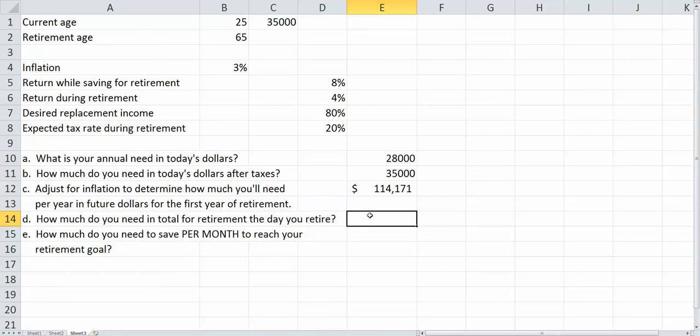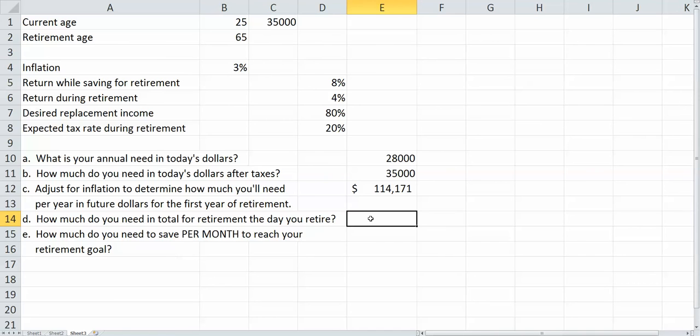Now the question asks: the day you retire, you're not going to be saving any more money after that. You're only going to start withdrawing money. So the day you retire, how much in total do you need in your account so that you can withdraw at first $114,171. The second year you'll withdraw this amount inflated by 3%. The third year you'll withdraw that amount inflated by 3% again, and on and on.